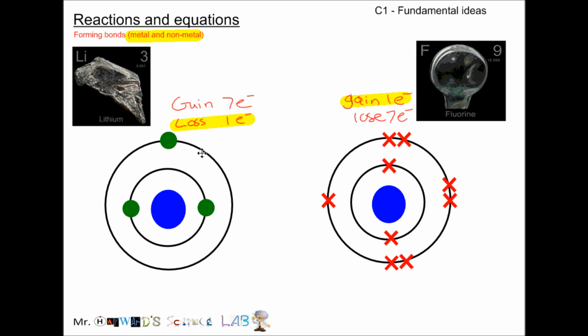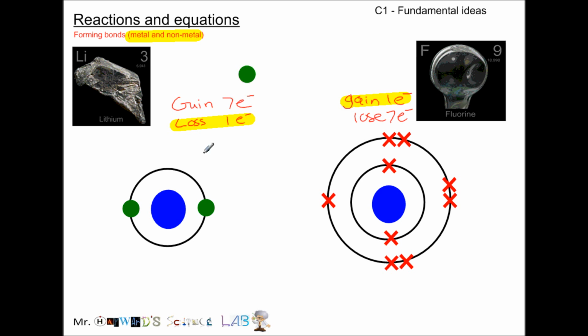Okay, so lithium's going to lose an electron. That one's going to go. And then it moves down to the shell. And as you can see, now that is a full outer shell. However, it is no longer an atom. To be an atom, it has to have the same number of protons as electrons. It doesn't have that anymore.